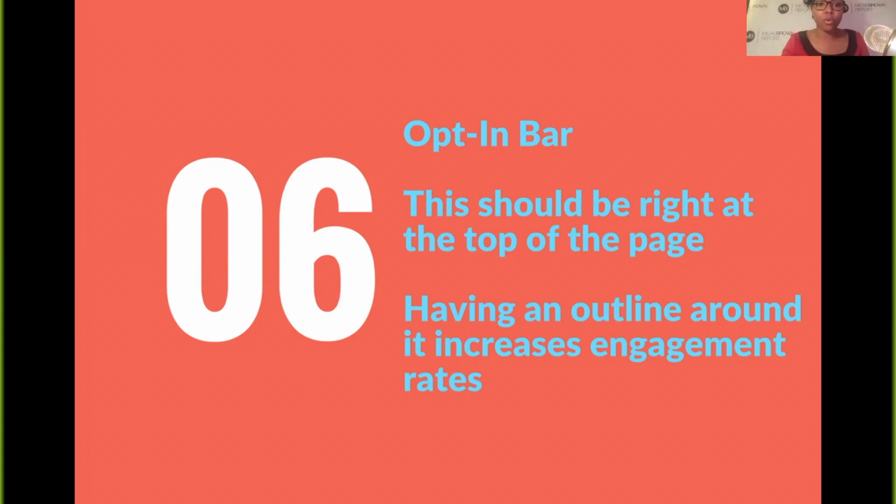Alrighty, so remember, the opt-in bar should be at the top of the page, and there should be some type of outline around it, which increases the engagement rate. So you just don't want it to be white. Obviously, where they put in their information should be white, but perhaps yellow, blues actually work well. You can Google these colors, and maybe we can even have a whole lesson on what colors you should use that entice people to buy. But opt-in bar, top of the page, and having the outline definitely increases your engagement rates.